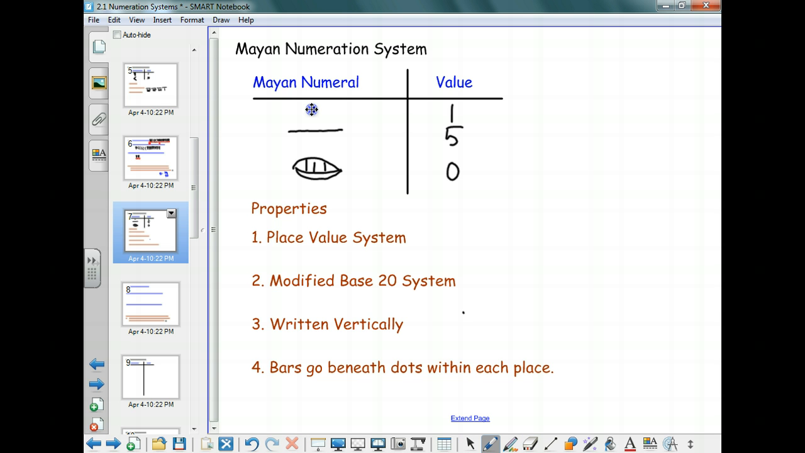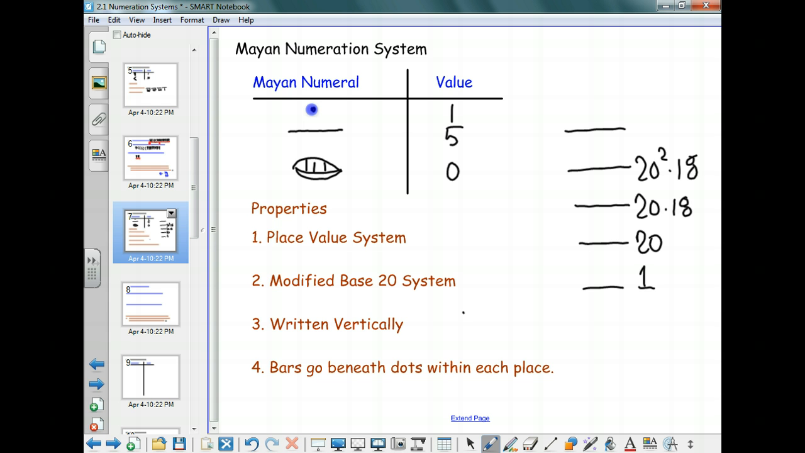Here's the ones place. I'm just going to leave a space next to it. This bar is not vertical bars up here. Okay, I'm just leaving that as a space. This would be the 20s place. This would be the 20 times 18s place. 20 squared times 18, 20 cubed times 18, and so forth. Okay, so it's written vertically from bottom smallest to top the largest, highest.